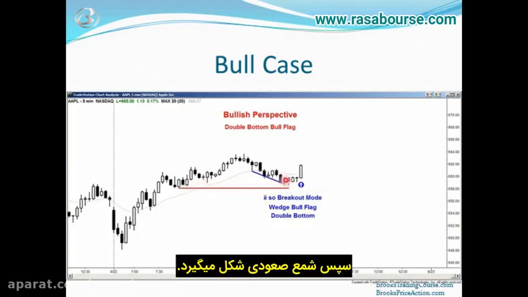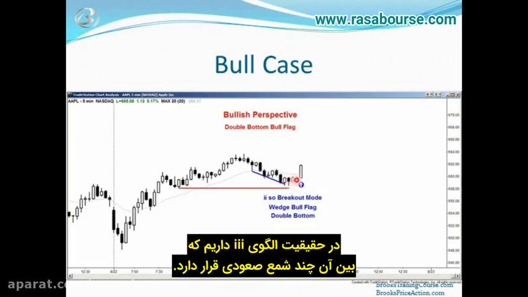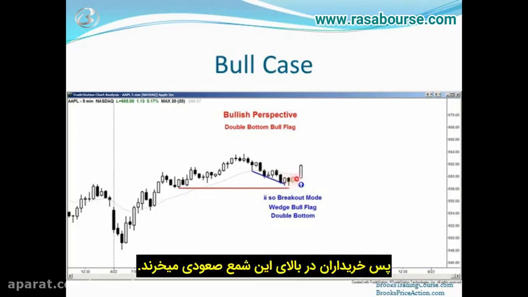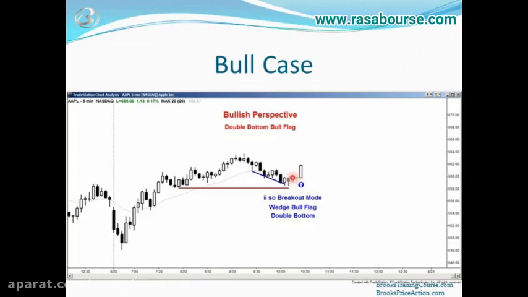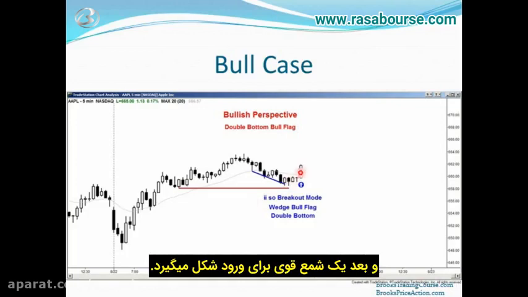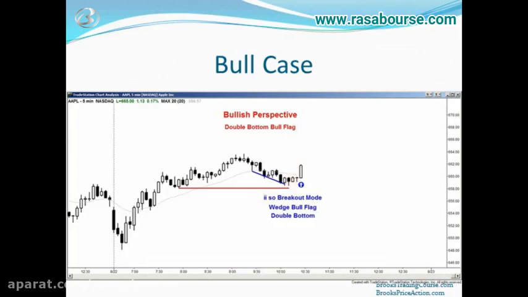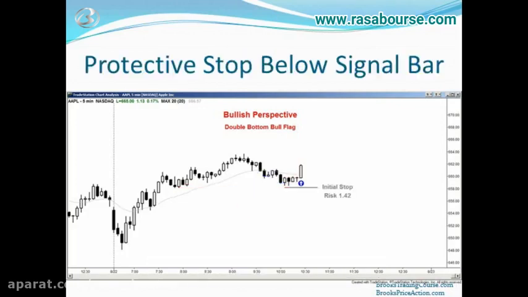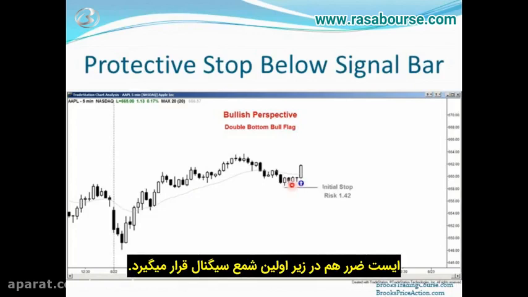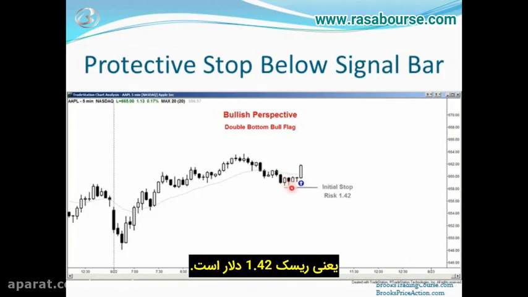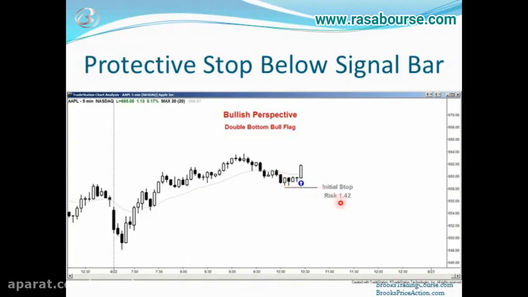And they have a good looking bull bar, and then an II, a bull II. It's actually an III with a couple bull bars in between. So the bulls would buy above the high of this bull bar, and they have a very good looking entry bar. Their initial stop is below the low of the first signal bar, the swing low, and they're risking about $1.42.